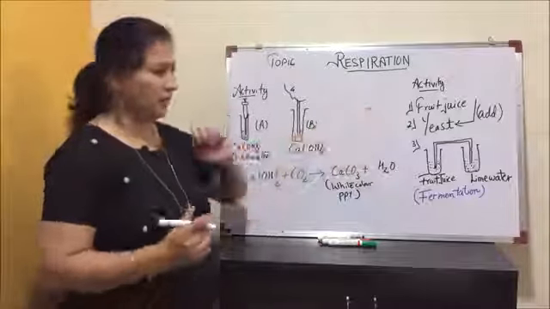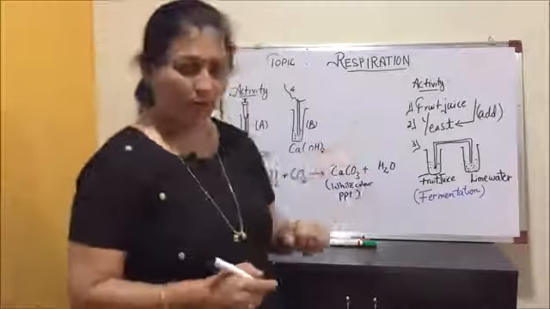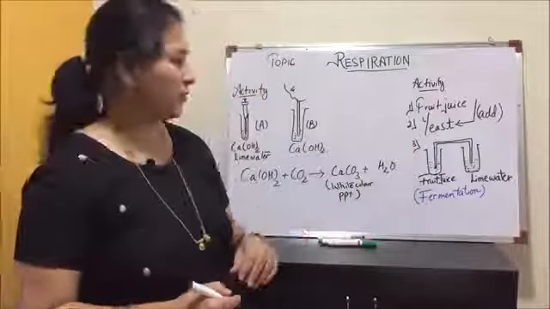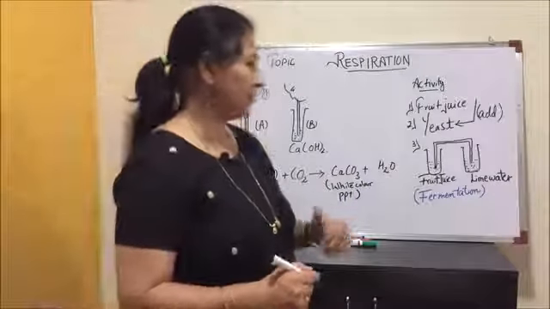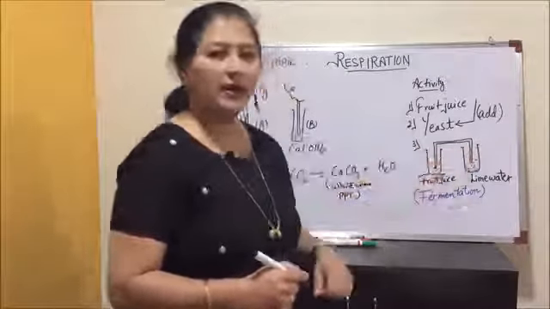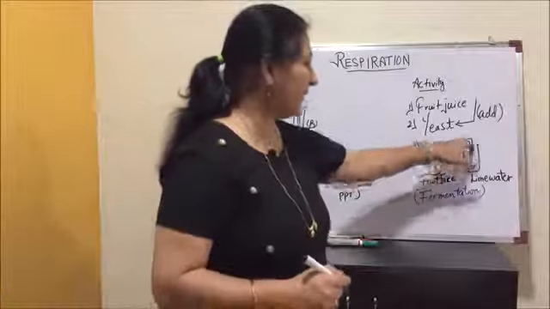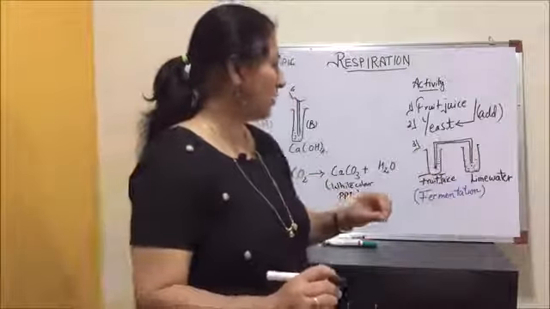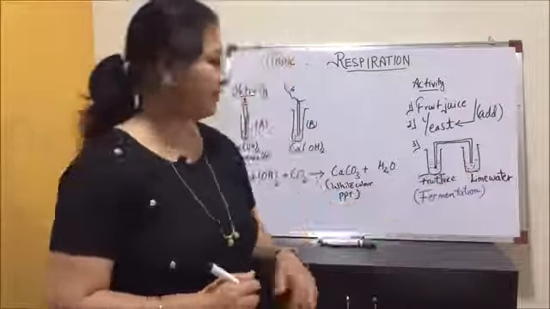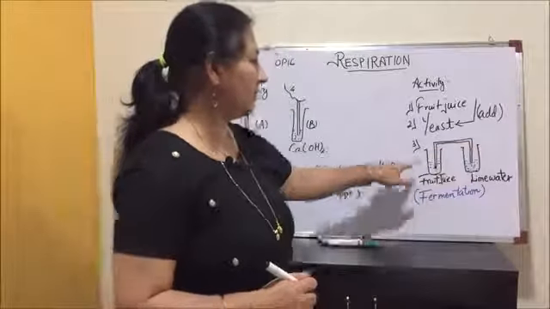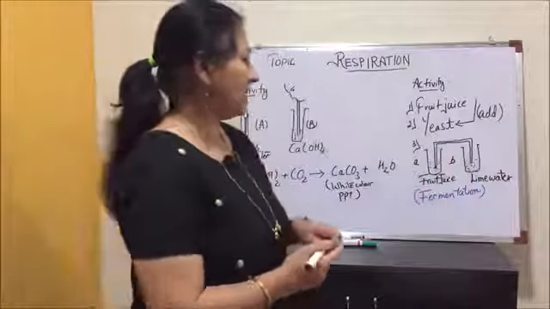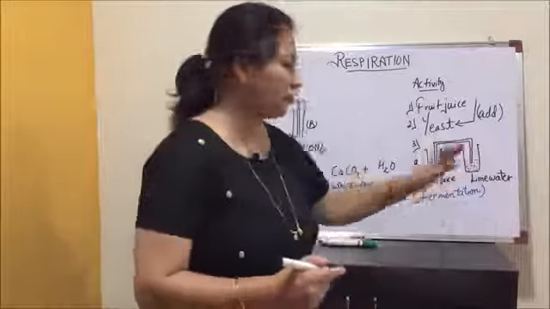Now coming to activity 2. Here I have taken a fruit juice, or you can take a sugar solution also, and then you add yeast to that fruit juice. After some time, take the fruit juice in a test tube, and with the help of a bent hollow glass rod, connect another test tube in which you have to keep lime water. Then the gas will pass from the first test tube, let's call it test tube A, to test tube B.